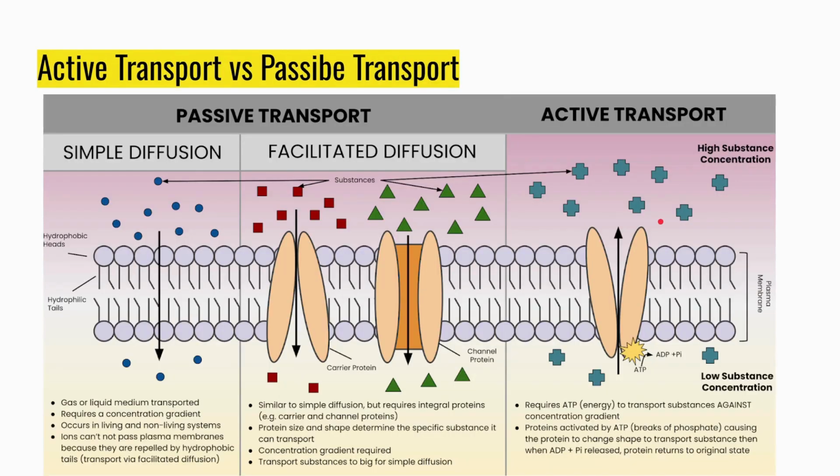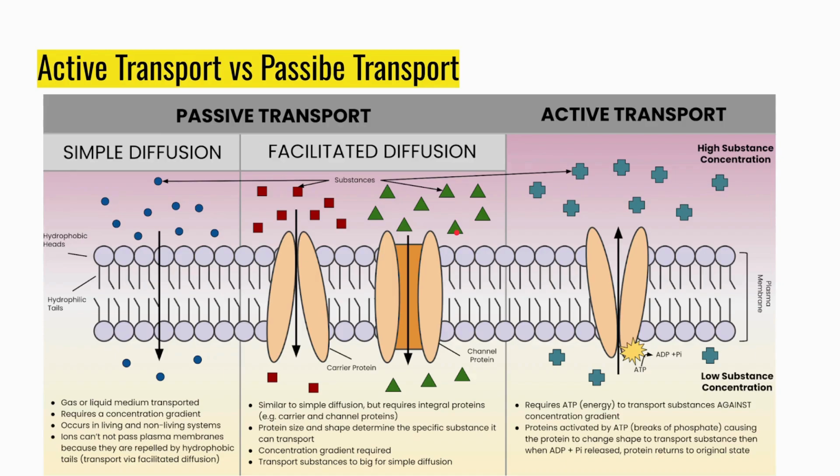Alright, let's talk cell transport. Cell transport is defined as the movement of substances across the cell membrane. And there are two types of cell transport: passive transport and active transport. Oh, and look at that, I spelled passive wrong. It's okay, please ignore that. It's passive, as shown in this diagram.